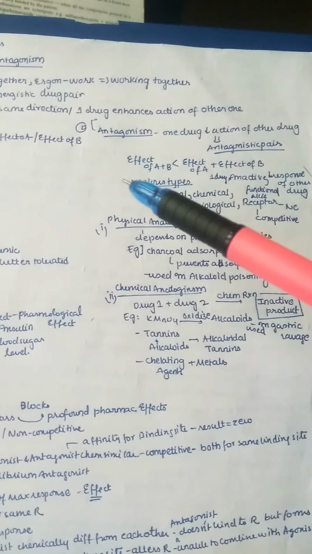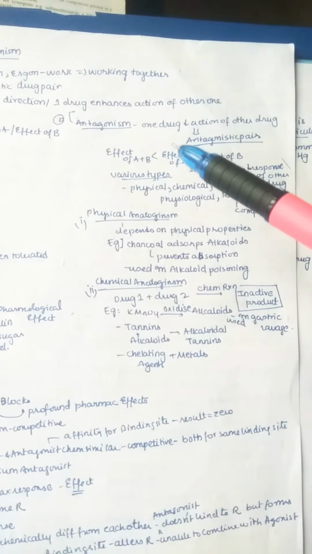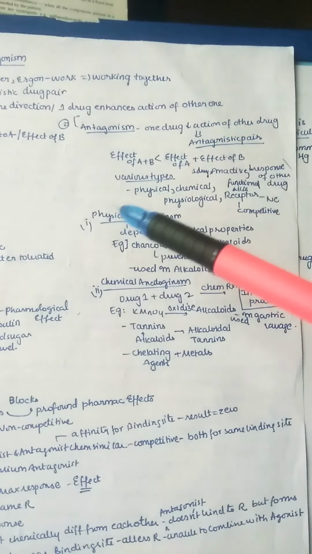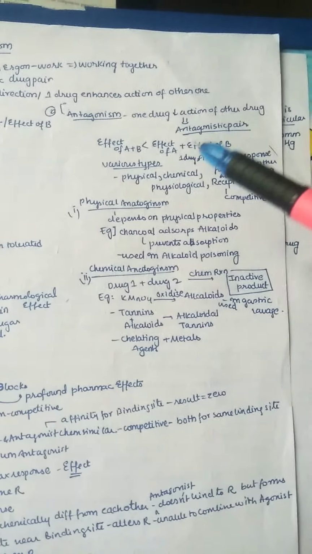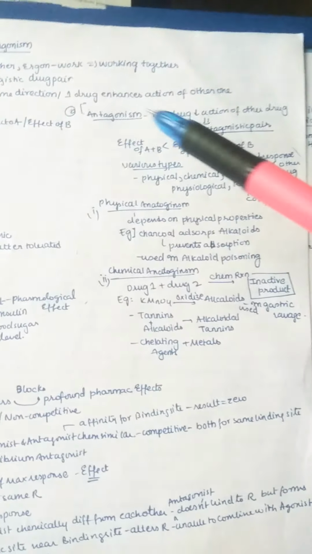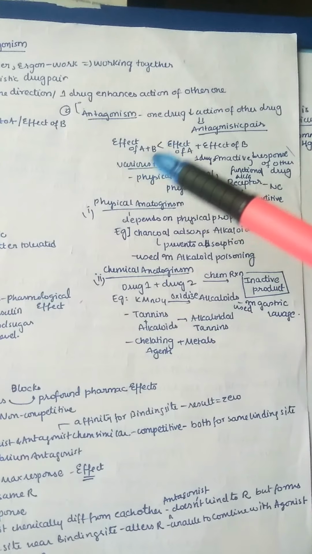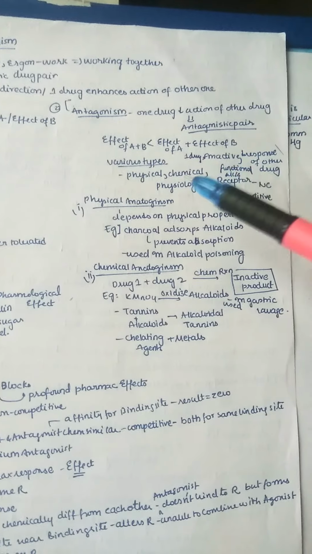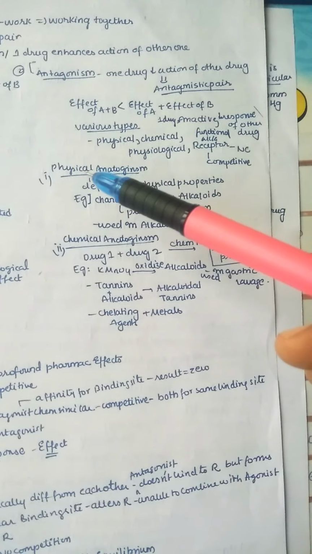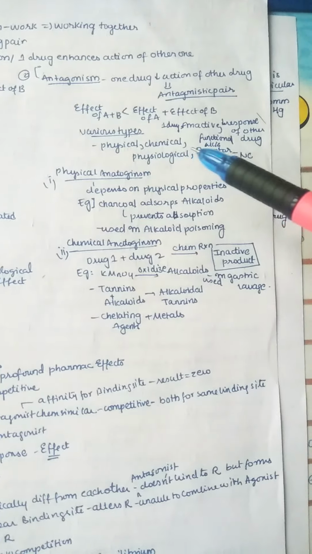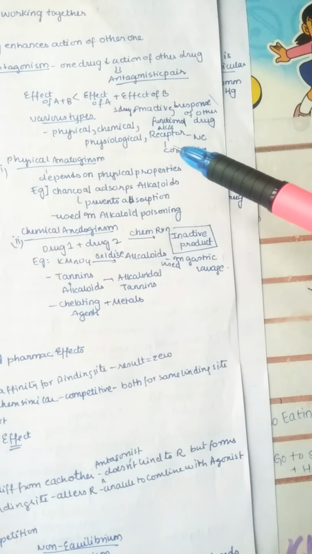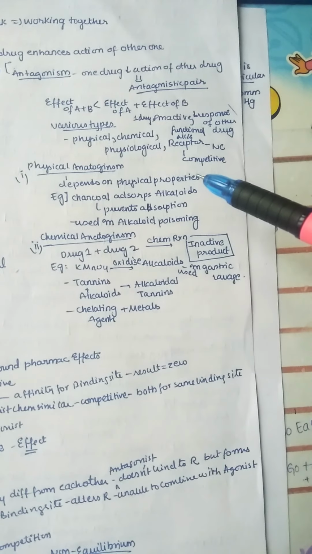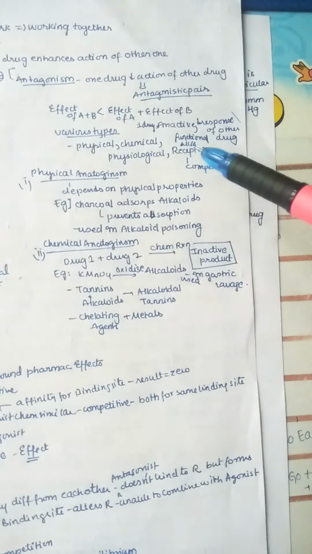Next, coming to antagonism. Antagonism is when one drug decreases the action of the other drug. Here there is some loss, because one drug is decreasing the other. This is known as an antagonistic pair. The effect of the two drugs together is lesser than the effect of the individual drug. There are various types: physical, chemical, physiological, and receptor type. Receptor type is further divided into non-competitive and competitive types, and the receptor type is also known as the functional type.